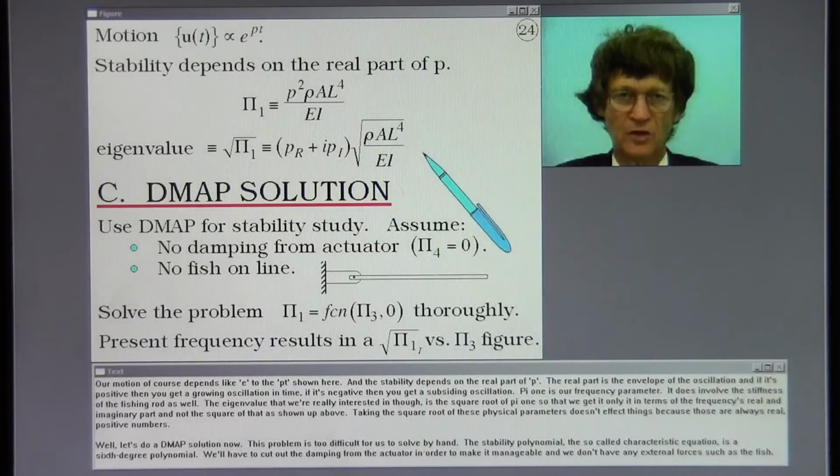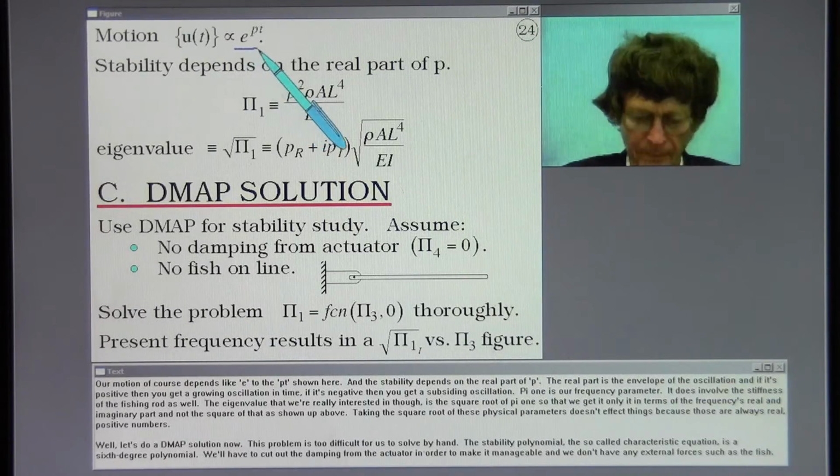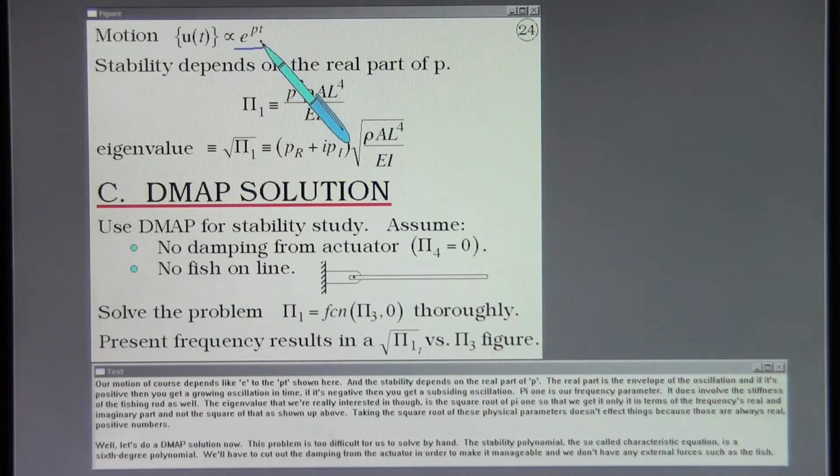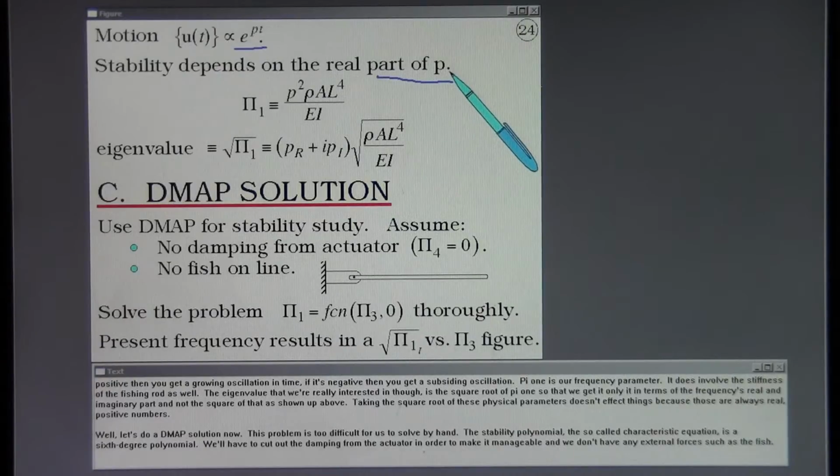Our motion, of course, depends like e to the pt, shown here, and the stability depends on the real part of p. The real part is the envelope of the oscillation, and if it's positive, then you get a growing oscillation in time. If it's negative, you get a subsiding oscillation.